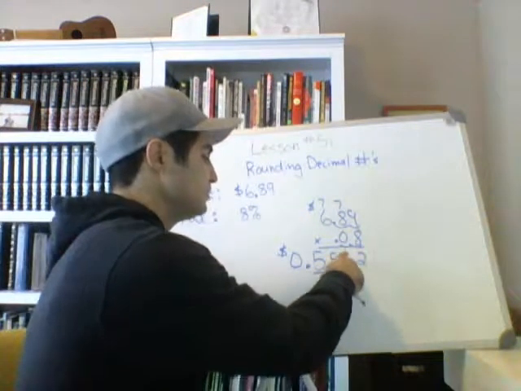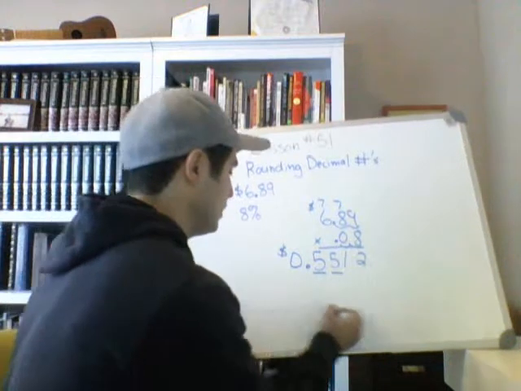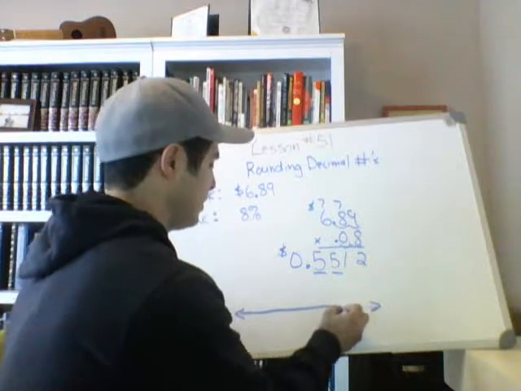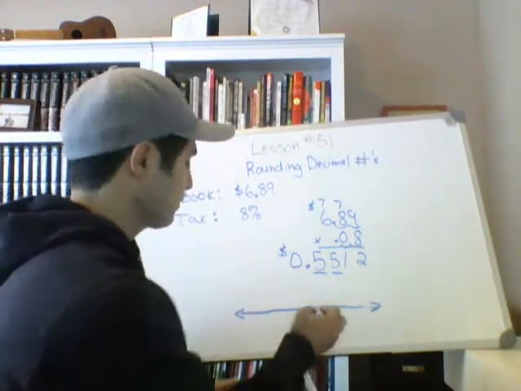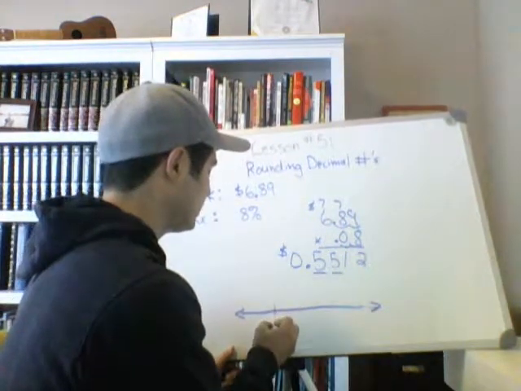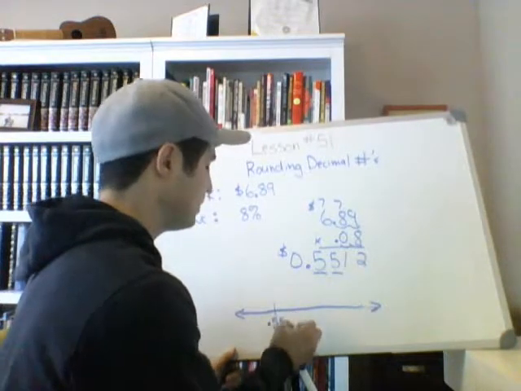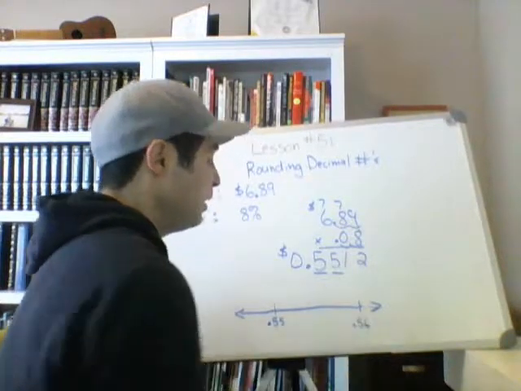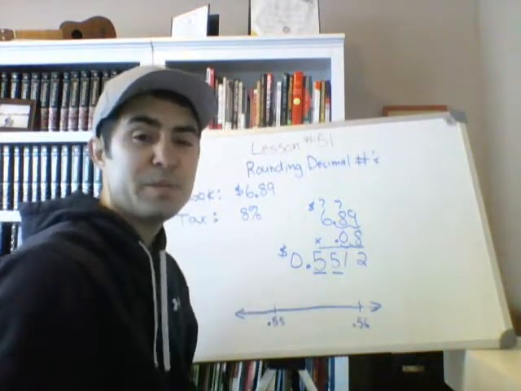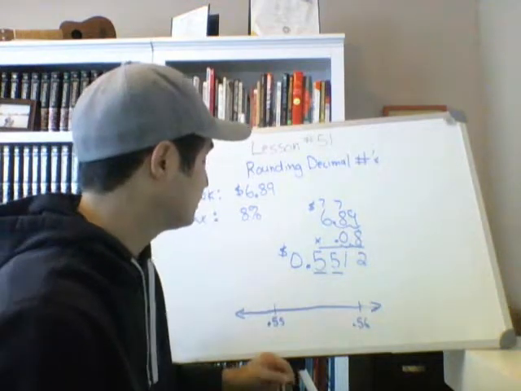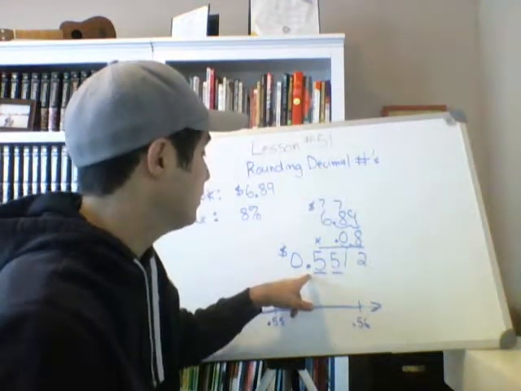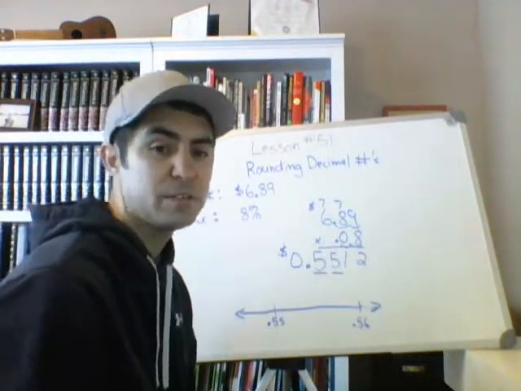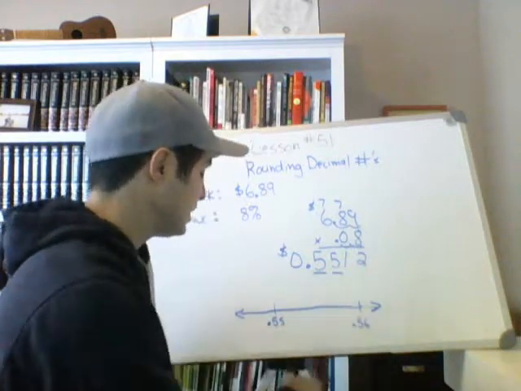In this case, if you had a number line, there, that's a little bit better. This would be 55 cents, and this would be 56 cents. Now is 5,512 10,000ths closer to 56 or 55?